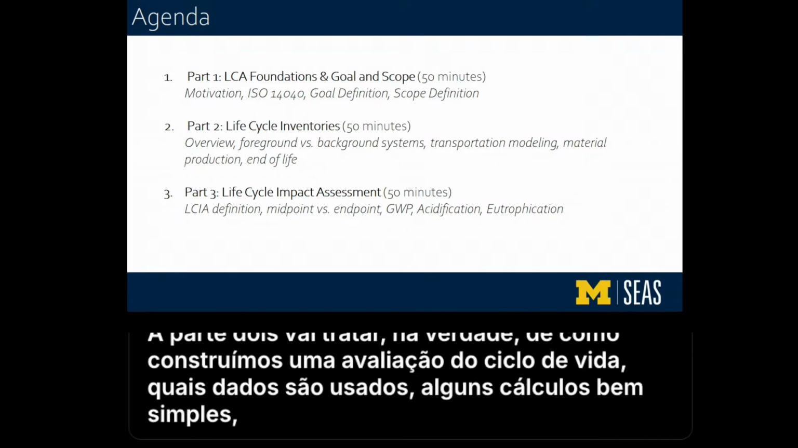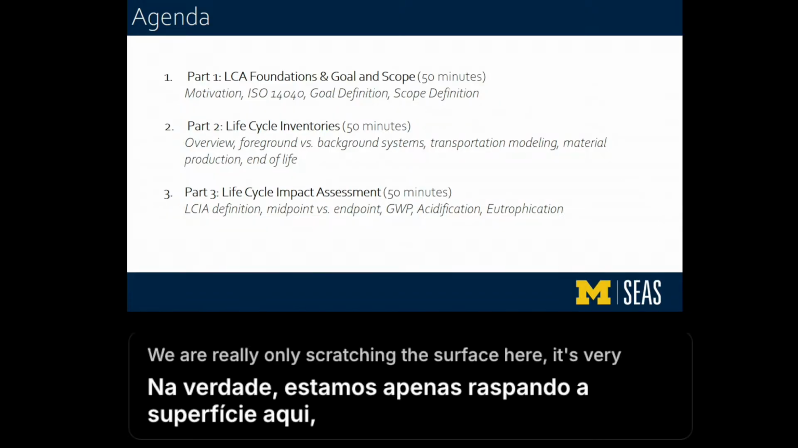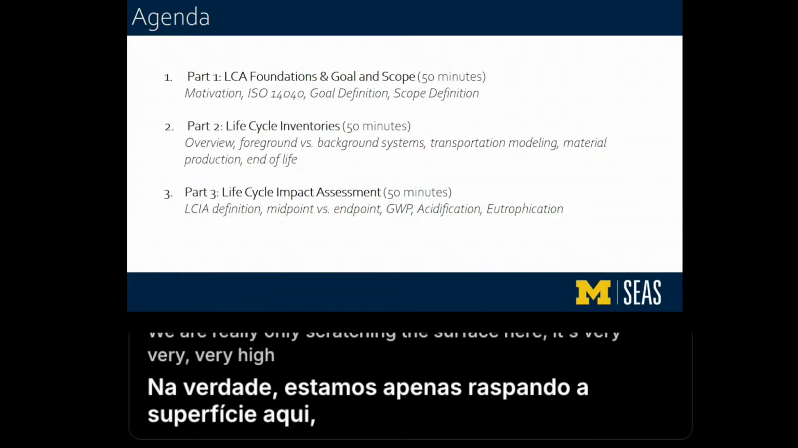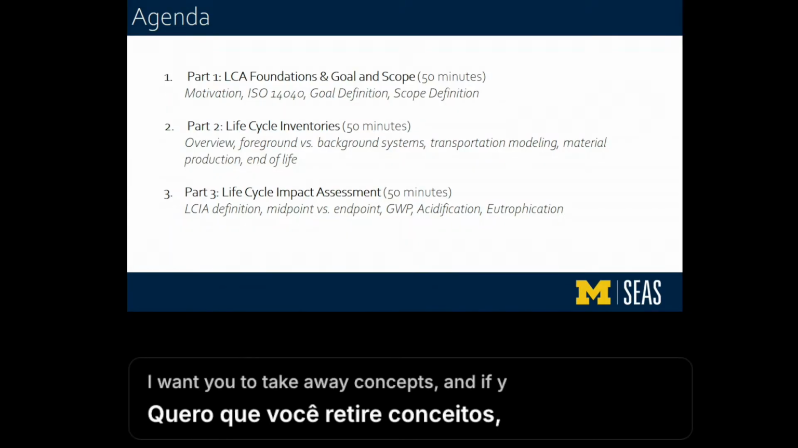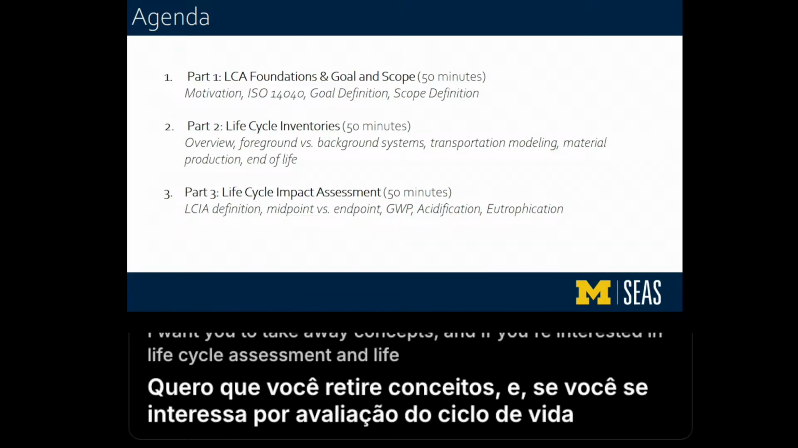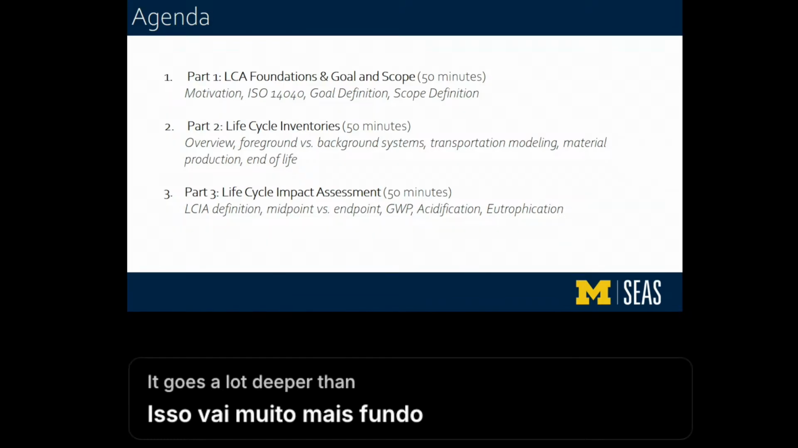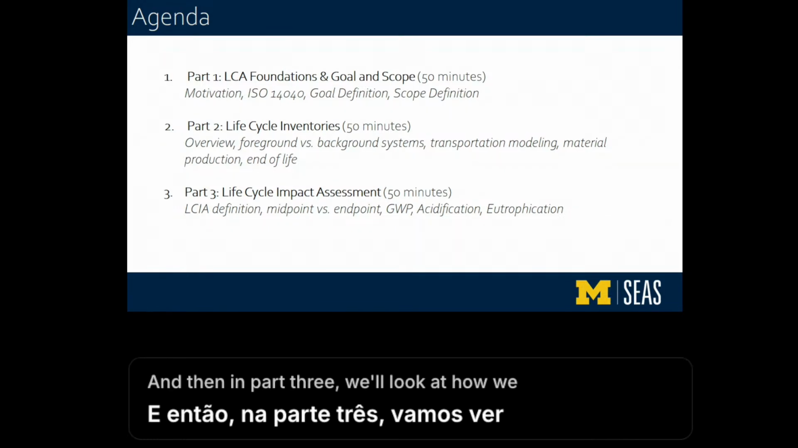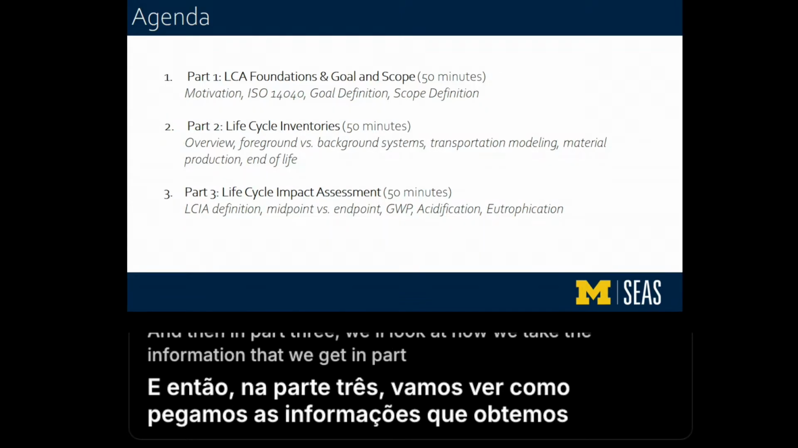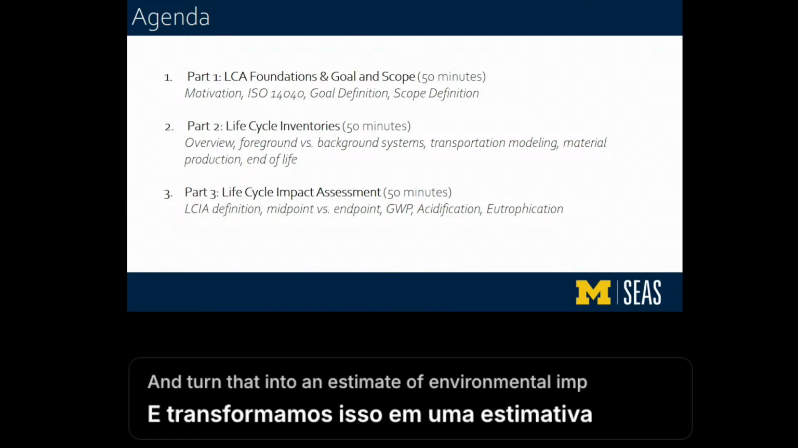We are really only scratching the surface here. It's very, very, very high level. I want you to take away concepts, and if you're interested in life cycle assessment and life cycle thinking, then you can go and start diving into this world. It goes a lot deeper than what I'm showing you today. And then in part 3, we'll look at how we take the information that we get in part 2, right, and turn that into an estimate of environmental impacts from competing systems.